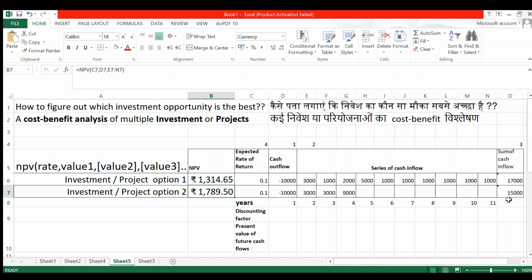Despite the fact that the first project option was 2,000 rupees more in absolute terms, in net present value terms the second project option is worth more. So clearly and evidently, the second project option is much more profitable than the first project option. If you want clear-cut information about net present value, follow further.